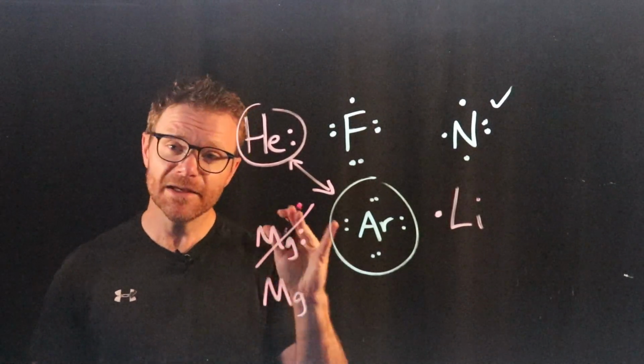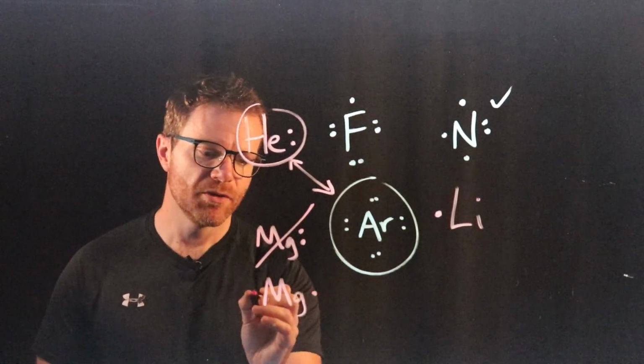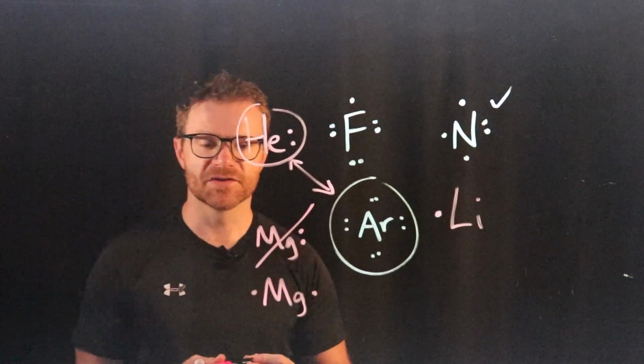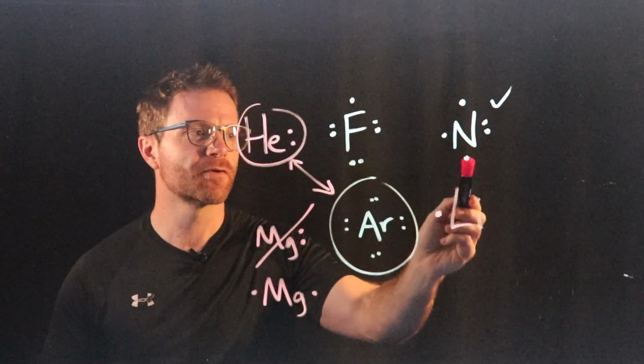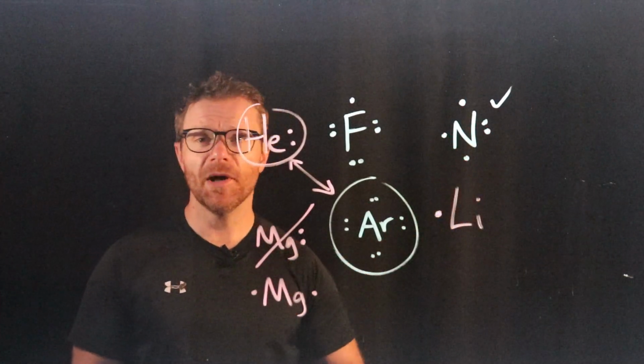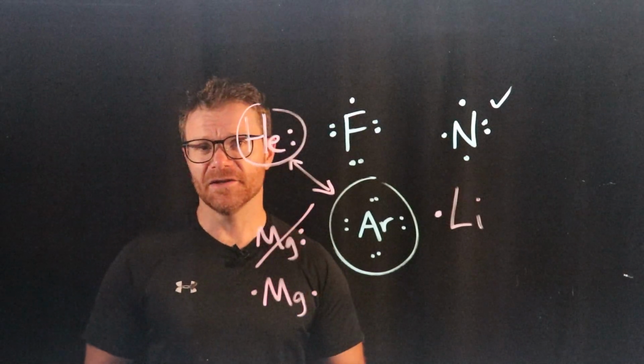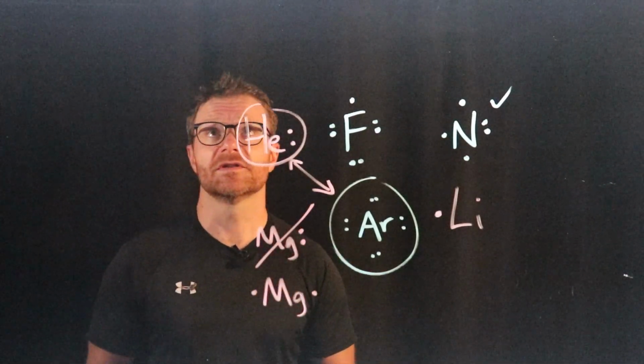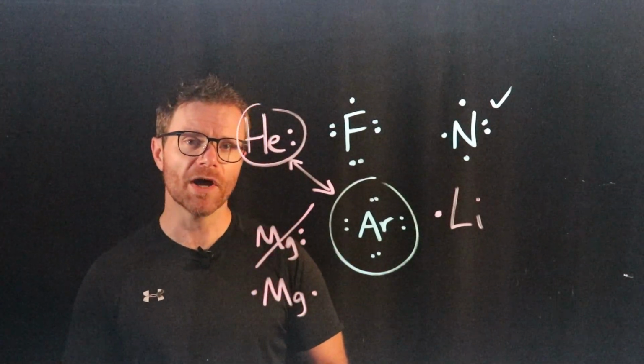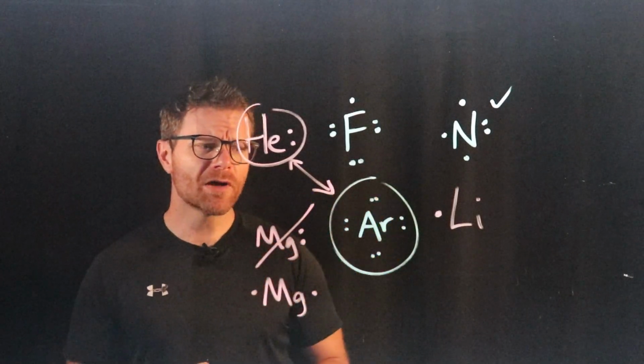Magnesium does indeed have 2 valence electrons, but you would have to put them on different sides, because remember, you have to put 1 on each of the 4 sides before doubling them up, unless it's helium. Helium is the only exception to this rule. Okay, I think that pretty well covers it.